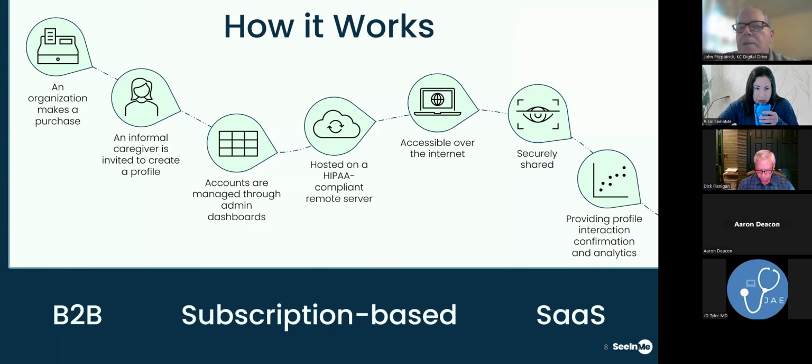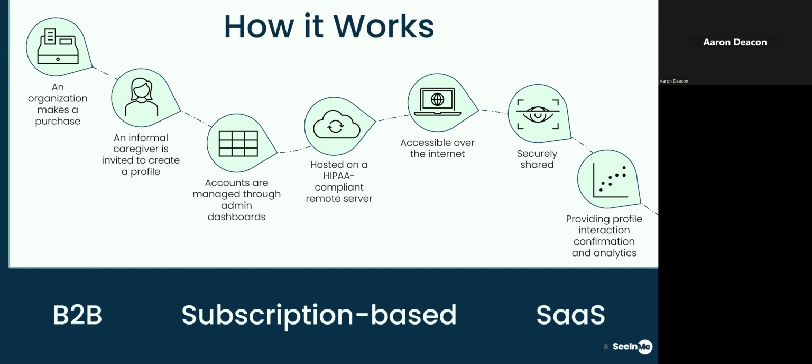So here is how it works. An organization, say a payer or a healthcare system or a clinic, makes a purchase of CNME. They then get a dashboard that populates with all of the data points that CNME collects, and they're able to upload their patient files. They then can push from their dashboard an invitation to an informal caregiver or a patient themselves when feasible to create a profile, at least the parts that they want those individuals to create, depending on what type of patients we're talking about, but at least the psychosocial section.